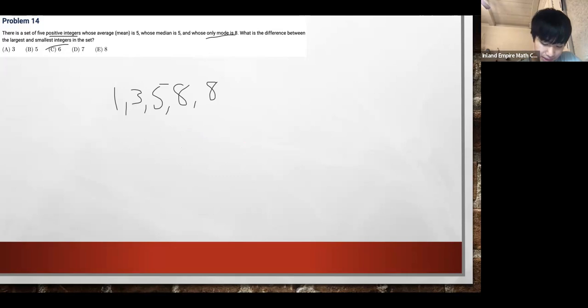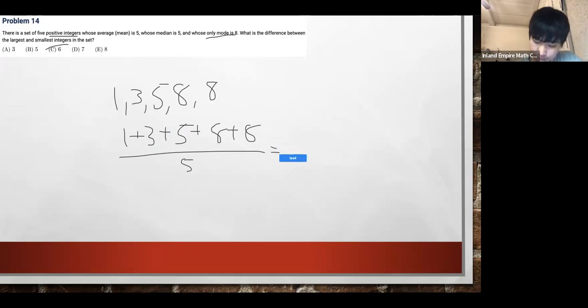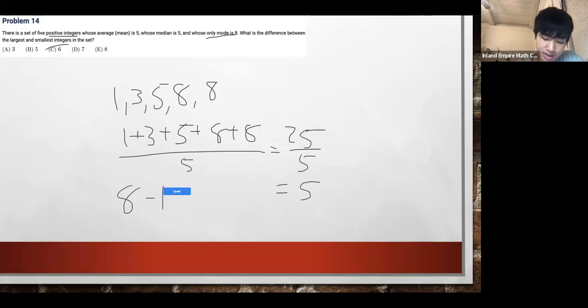And if we really want to make sure, we can just add it together. 1 plus 3 plus 5 plus 8 plus 8, over 5. Well, 4 plus 5 equals 9, 9 plus 16 equals 25. So 25 over 5 equals 5. As such, 8 minus 1, which is the difference between the largest and smallest integers, is going to be equal to 7. So therefore, the answer is, in fact, D.